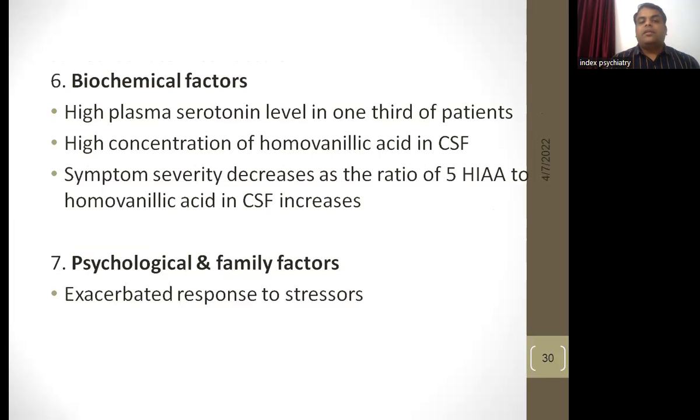Biochemical factor: high plasma serotonin level is found in one-third of the patients. High concentration of homovanillic acid. Symptom severity decreases as the ratio of 5-HIAA to homovanillic acid in CSF increases. Psychological and family factors: exacerbated response to stressor.